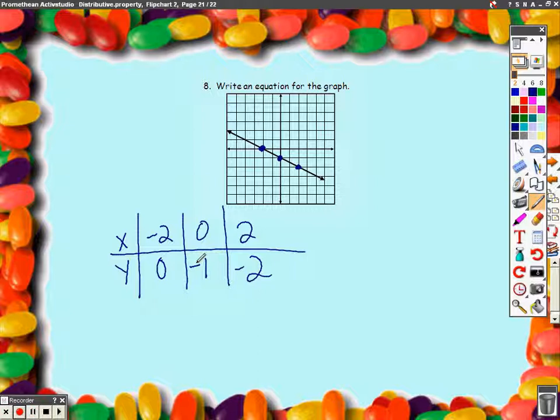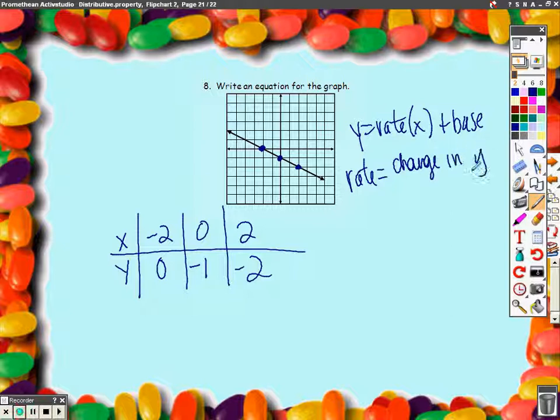Alright, so I'm going to go back to this idea of y equals the rate times my variable plus the base. I'll tell you that the rate is the change in y over the change in x. Okay? So I'm going to jump down here and I'm going to draw an arrow.